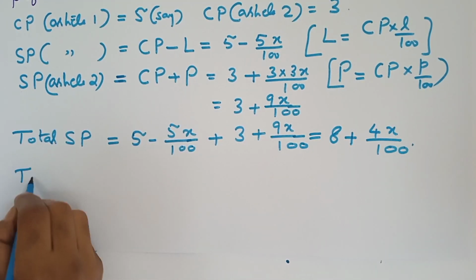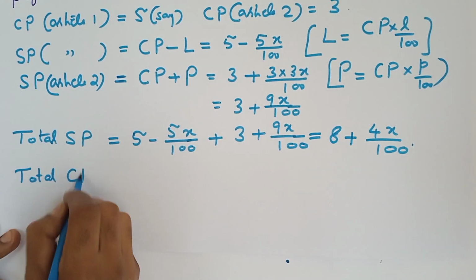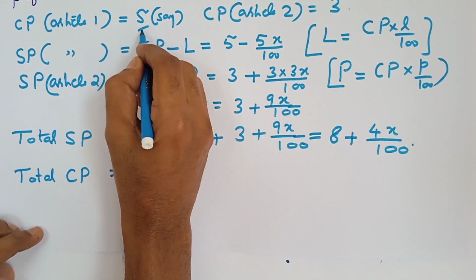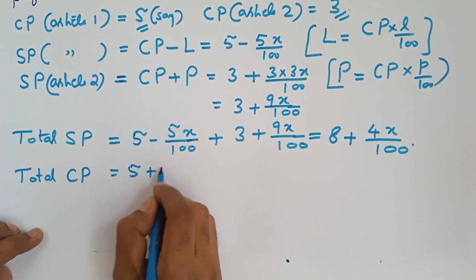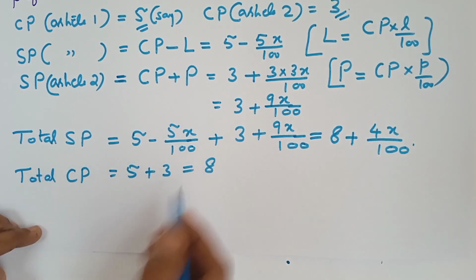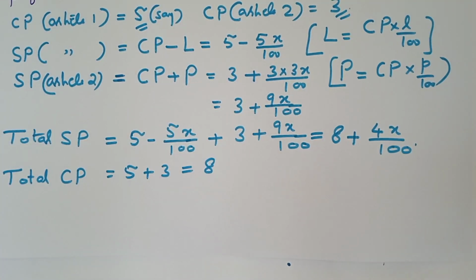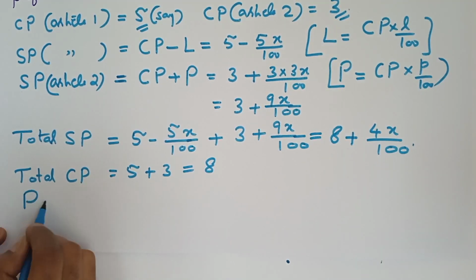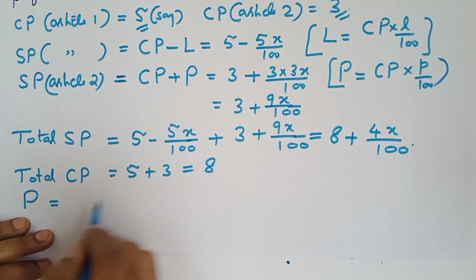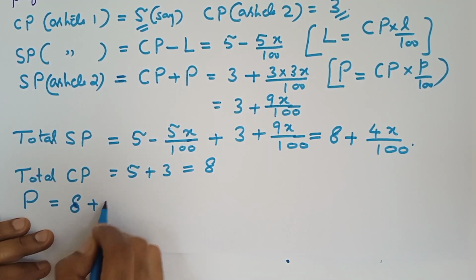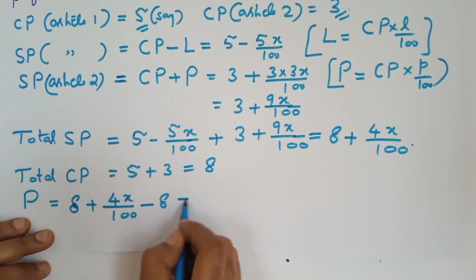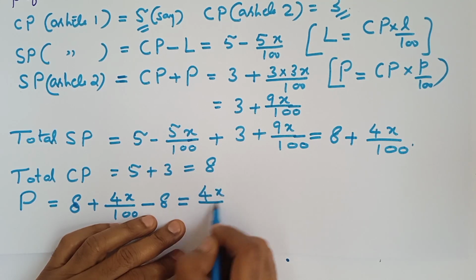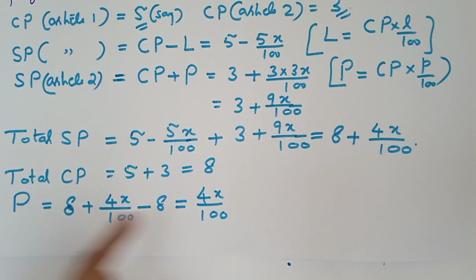Now, what will be the total CP? That's a simple one. This is the first CP, this is the second CP. Take the sum of these two. That is the total CP of the two articles together. Now we have CP, we have SP. Take the difference. That will give you the absolute profit, which is 8 plus 4x by 100 minus 8, which works out to 4x by 100. So this is the absolute profit.